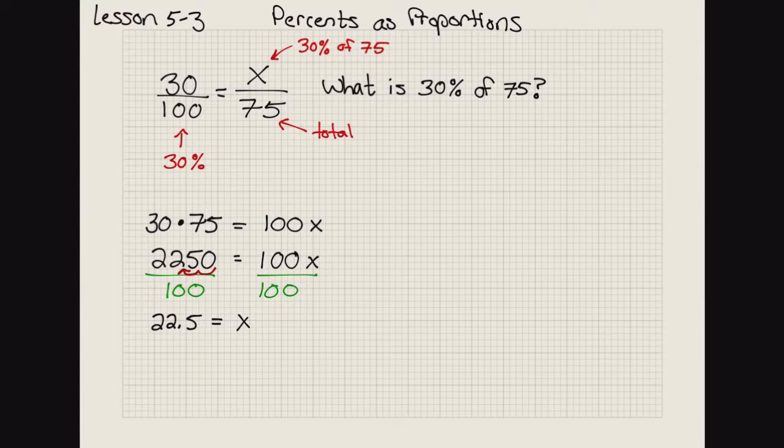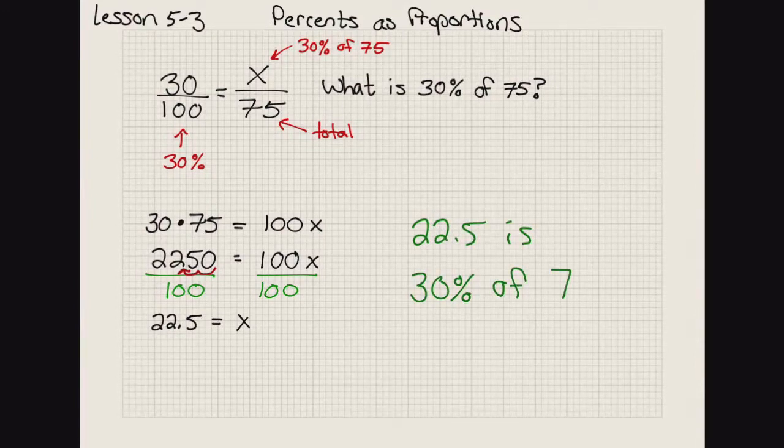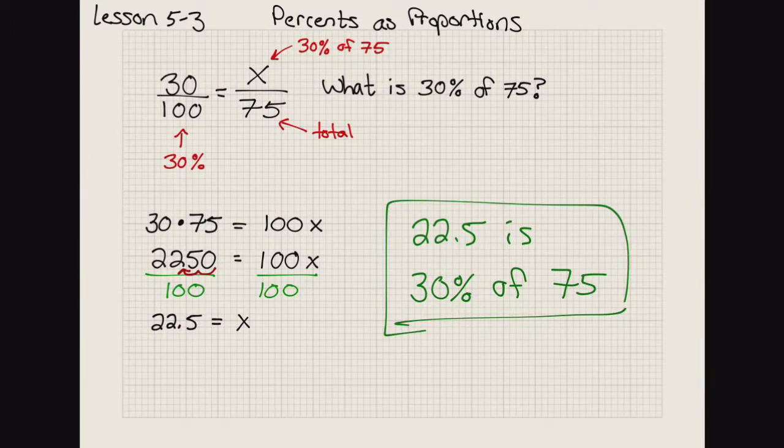22.5 is 30% of 75. So I'm going to actually write that out so you can see it. 22.5 is 30% of 75. That's what we were trying to answer here. It's just laggy. It may fail on us here in a little bit. We'll see. All right, let's go to the next example here. Okay? This is going well.